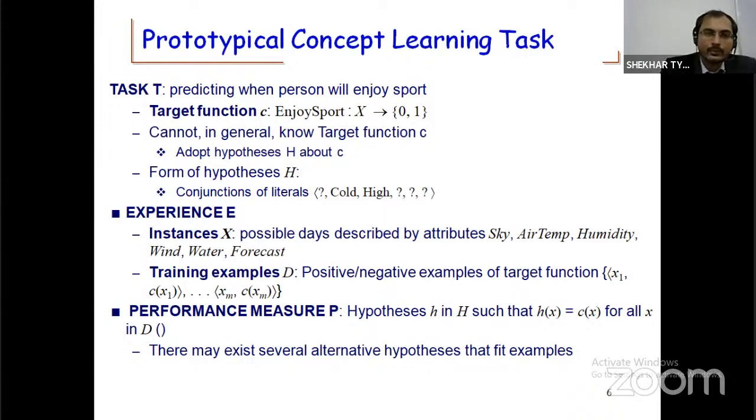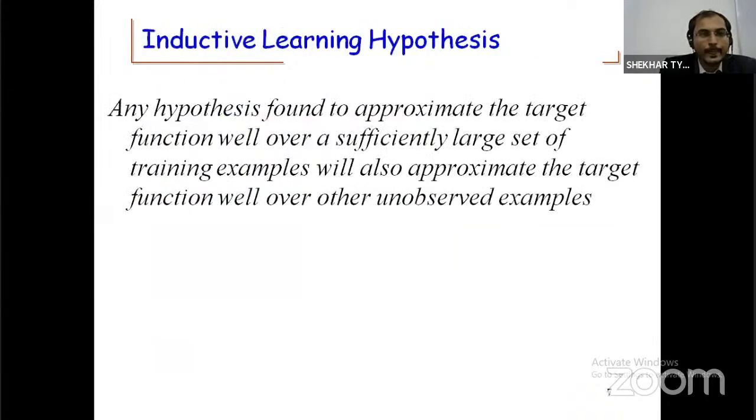We represent it with a particular value, a P value. So there may exist several hypotheses that best fit the examples, right? Which means we have to find the optimized solutions for a particular task, and these optimal solutions represent the performance measure P associated with a particular machine learning algorithm, right?